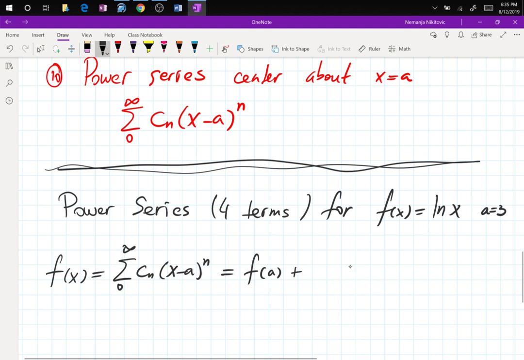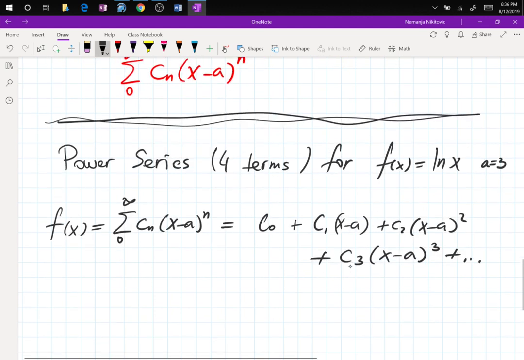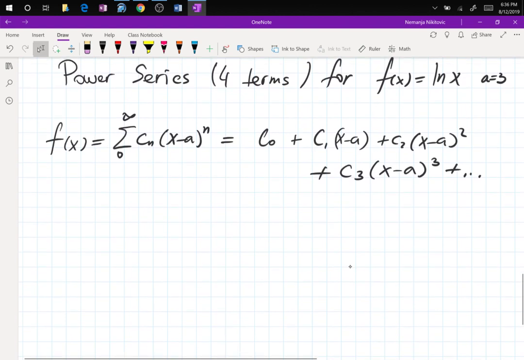plus, hold on, I meant to say C0 plus C1 x minus a plus C2 x minus a squared plus C3 x minus a cubed plus dot dot dot. Those dots are there because it goes to infinity, and that's why you are allowed to put the equal sign.